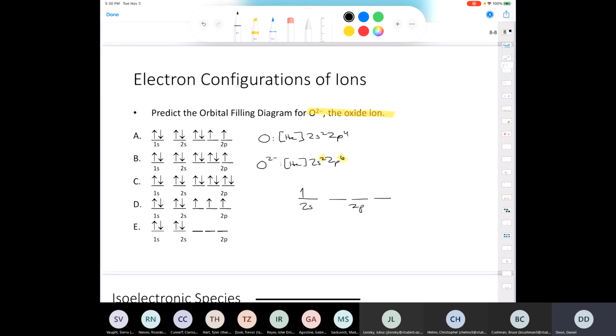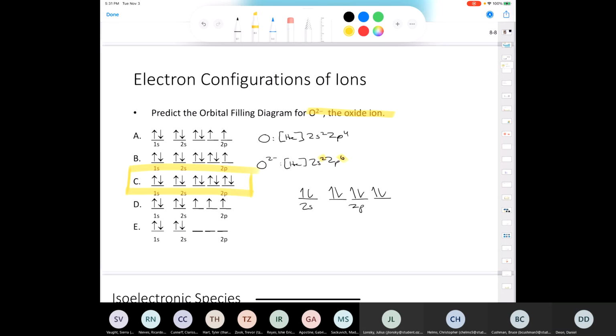Let's fill them up. 1, 2. There's the 2 electrons in my 2s orbital. In my 2p orbitals, I have a total of 6 electrons. 1, 2, 3, 4, 5, 6, like that. And so the answer is going to be C.